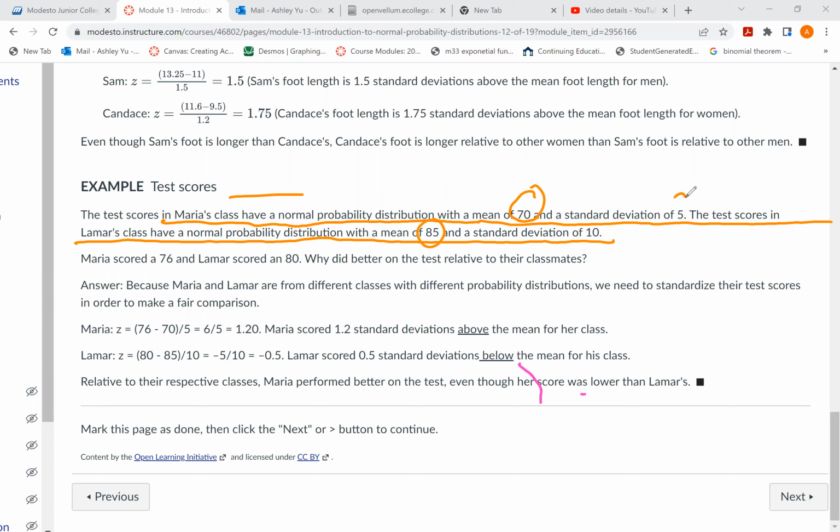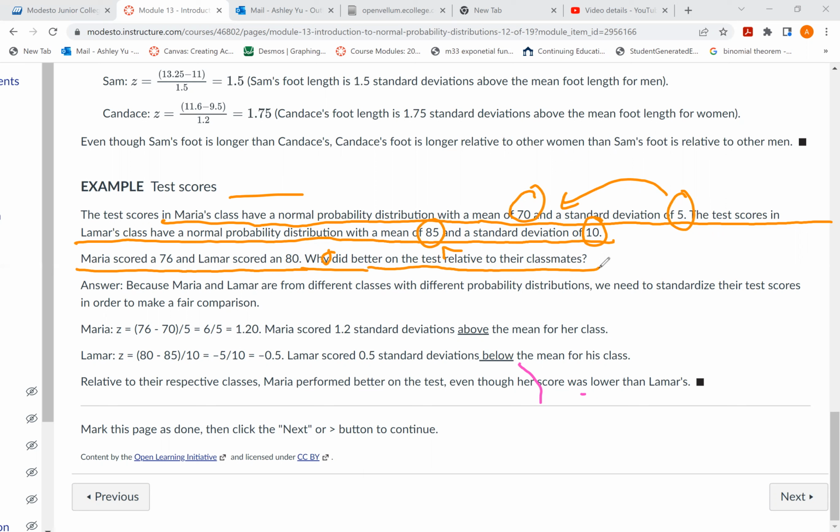But for Maria's class, the standard deviation was 5. So most people were within 5 units away from 70. A lot of people got between 65% and 75%. But in Lamar's class, the standard deviation is 10, so most people were in a wider area. I add 10 and subtract 10 from 85, which is mu: 85 plus 10 is 95, 85 minus 10 is 75. So Maria scored a 76 and Lamar scored an 80. The question is, I think, who did better on the test relative to their classmates.